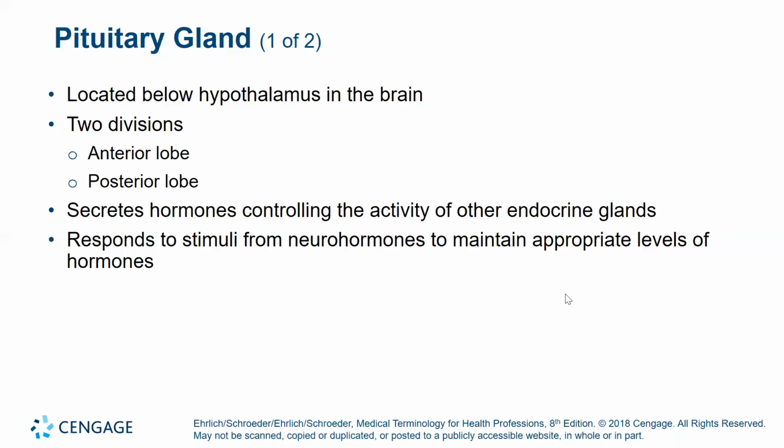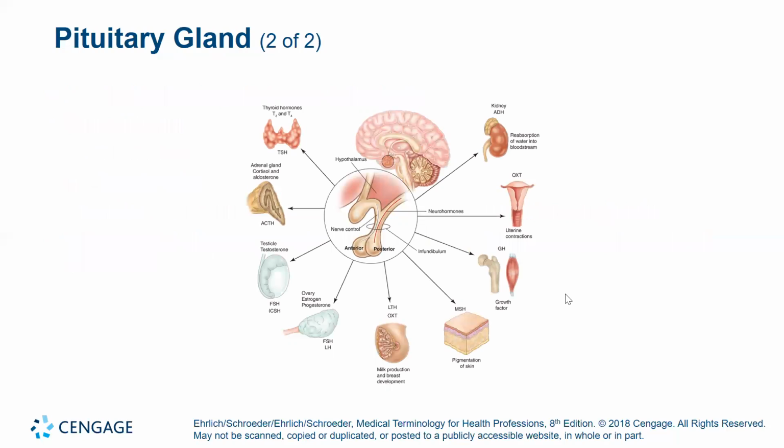So the first gland we're going to talk about is the pituitary. This is located below the hypothalamus in the brain. There are 2 divisions, anterior and posterior lobe. It does secrete hormones, control the activity of other endocrine glands, and also respond to stimuli from the neural hormones to maintain appropriate levels of hormones. So you can see here the pituitary gland, the anterior and posterior portion. Hormones are often referred to by their abbreviations. We'll explain on the next few slides.